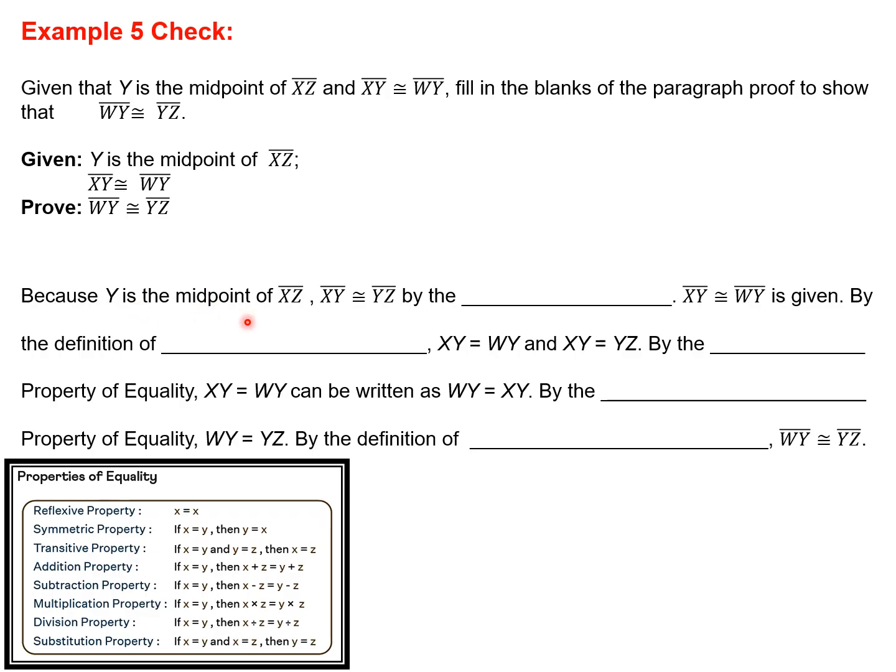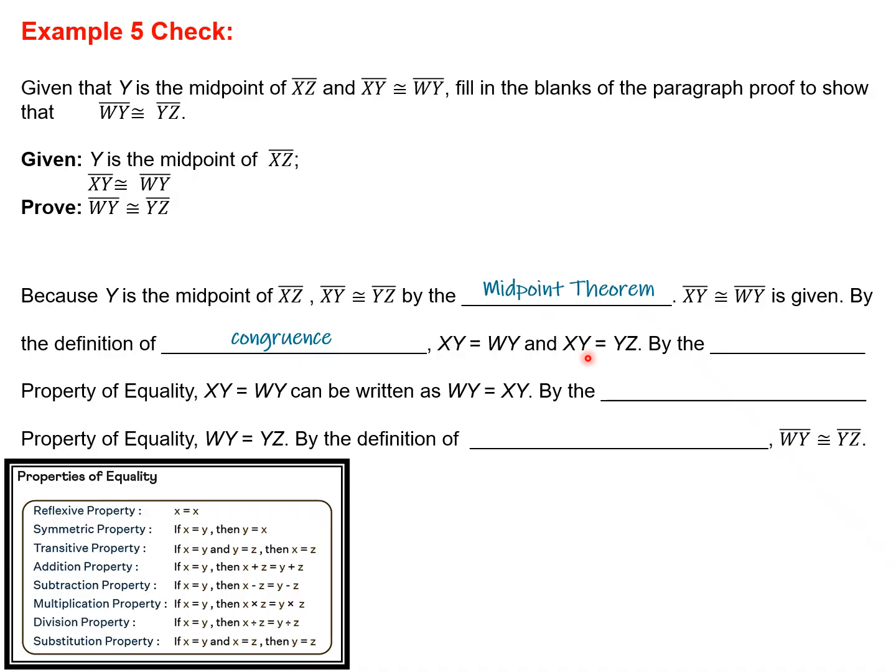So because Y is the midpoint of line segment XZ, then line segment XY is congruent to line segment YZ by the midpoint theorem. Remember, the midpoint theorem allows us to go from saying it's the midpoint to saying the two line segments are congruent. Next, we have the statement line segment XY is congruent to line segment WY. That was given. So by the definition of congruence, we can say that XY is equal to WY. So we went from congruent to equal. That's the definition of congruence.